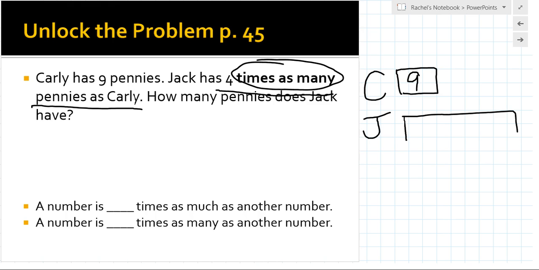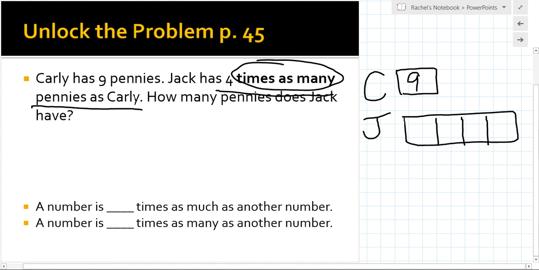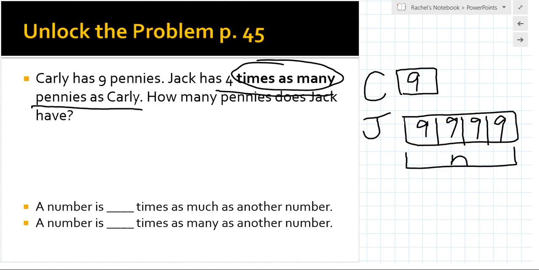So we've drawn a rectangle that has 4 equal boxes that represent 4 times what Carly has. And we fill in the rectangles with the same number. And what we're looking for, the unknown here, is n. How many does Jack have? So we can represent this in an equation. n equals 4 times 9. You can also represent it with 4 times 9 equals n.